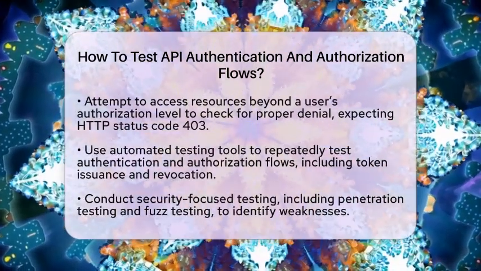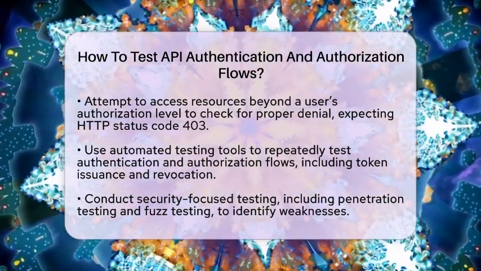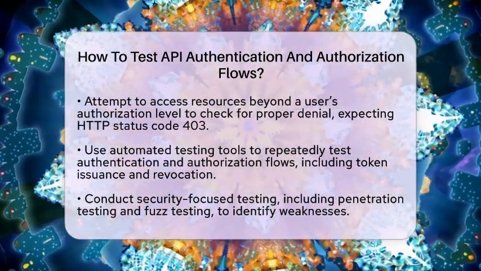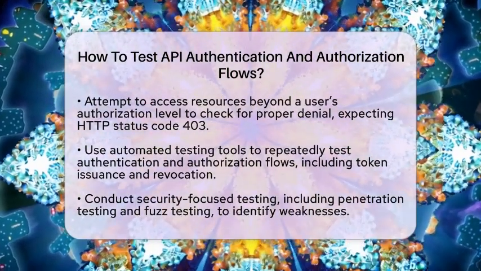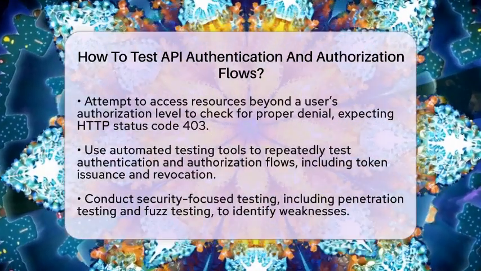Automation can be a game changer in testing authentication and authorization flows. Use automated testing tools or scripts to repeatedly test these flows, including token issuance, validation, and revocation. This helps catch any regressions or security issues early on.